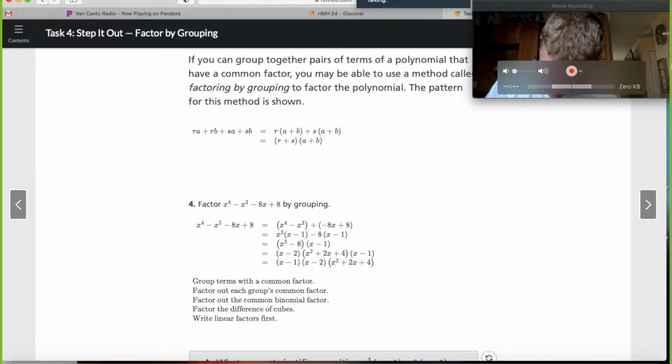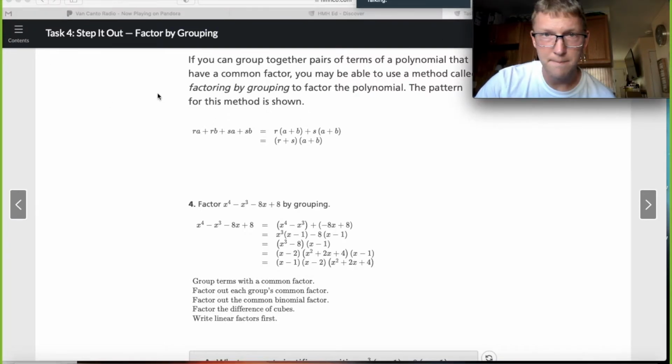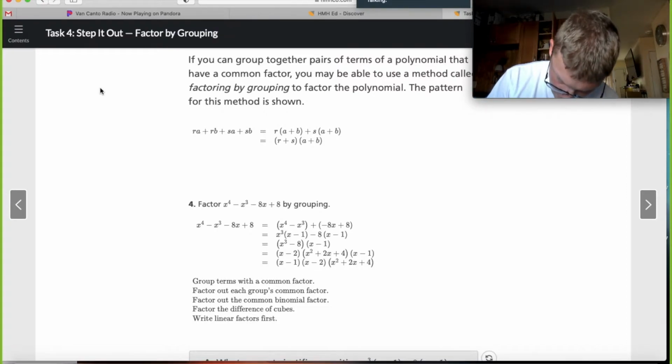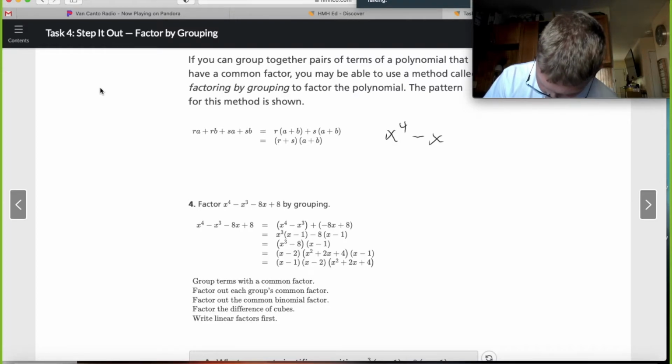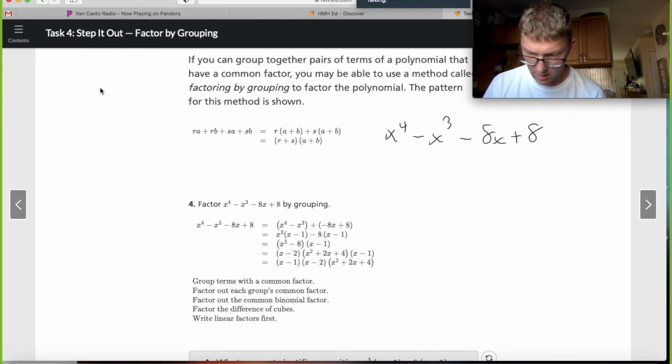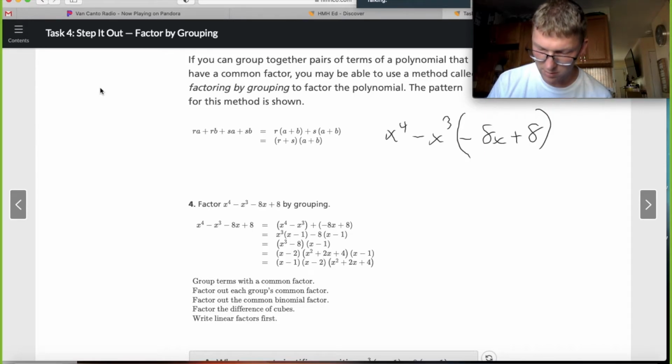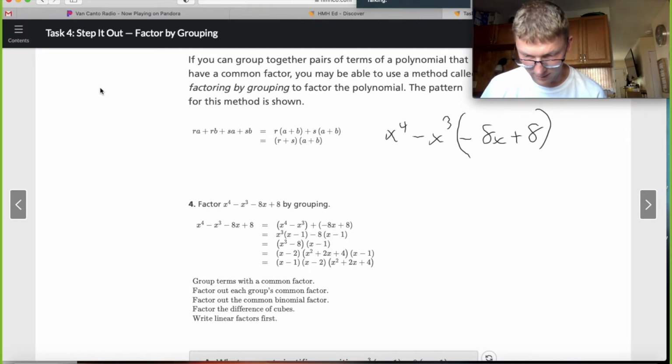So, factor this polynomial. We've got x to the 4th minus x cubed minus 8x plus 8. I immediately see a pattern that we have two 8s here. Okay, so that might be useful. We're probably going to end up grouping those two together. And we'll just keep this negative sign with that negative 8 so that we don't have any weird distributive stuff happening, for now at least.